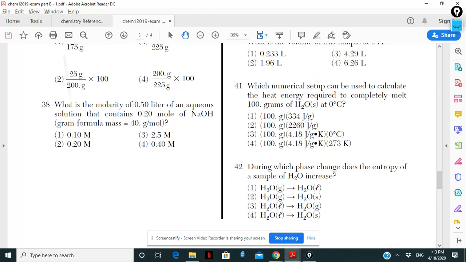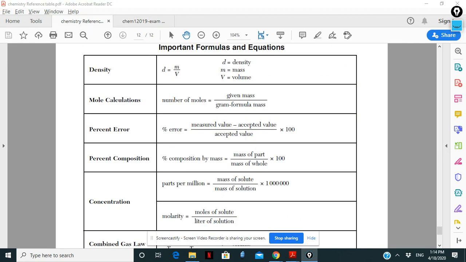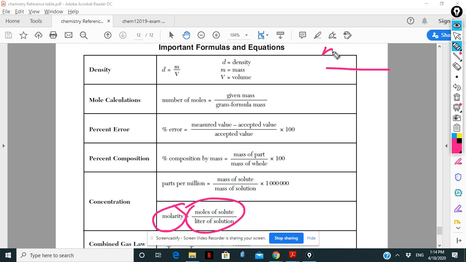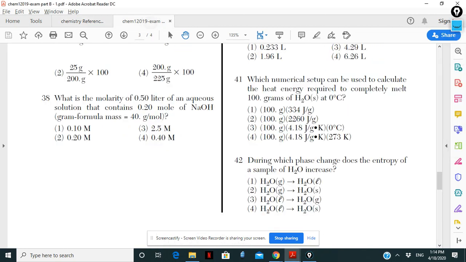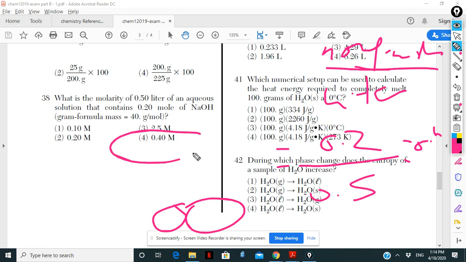Question number 38. What is the molarity for 0.5 liter of an aqueous solution that contains 0.2 moles? The molarity equals the number of moles of the solute per liter of solution, so number of moles divided by liters. He said I have 0.2 moles dissolved in 0.5 liter. It's going to be 0.4 molar. So the answer is 4.